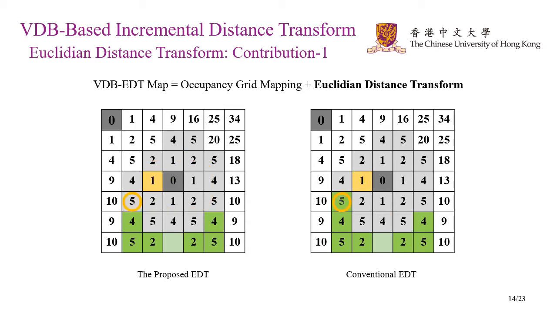Conventionally, those green cells cannot be updated by these gray cells until their previous values are cleared. However, by leveraging our algorithm, such constraints can be removed, thus saving a lot of processing steps. We can see the conventional EDT needs more steps to achieve the same transform result.